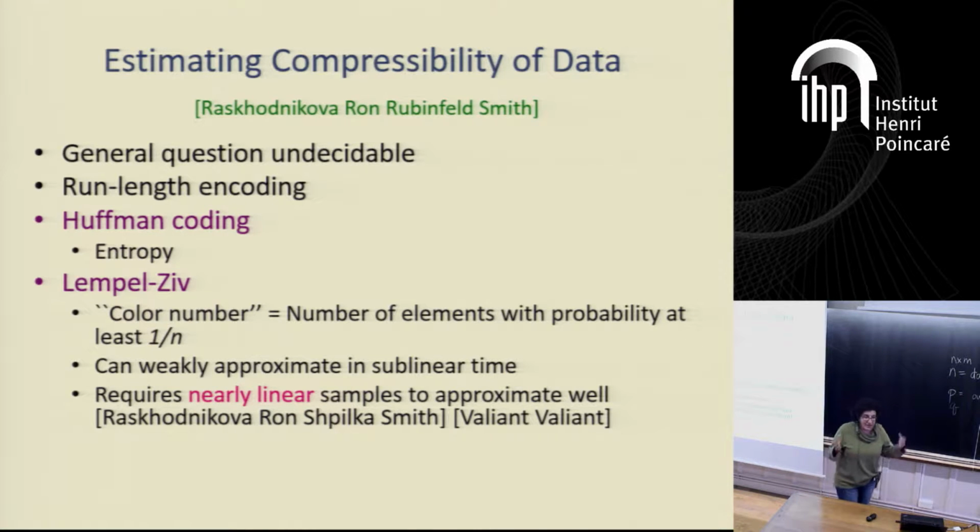Weak meaning you can distinguish something that cannot even be compressed by a constant factor versus something that can be compressed a lot by root n. That kind of approximation you can do in sublinear time, but distinguishing compressible by a factor of 4 versus only compressible by a factor of 2, that starts to take more time. That's more like n over log n. So that's nearly linear.